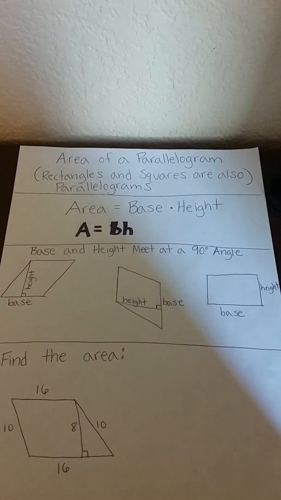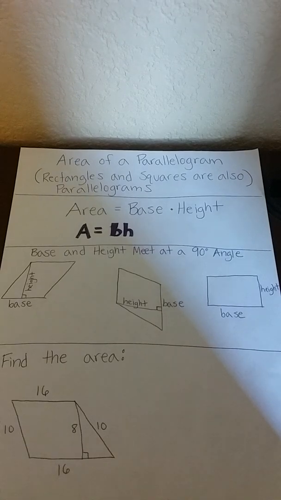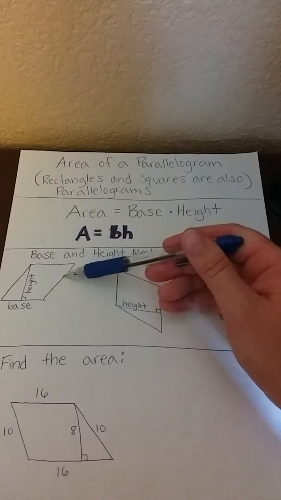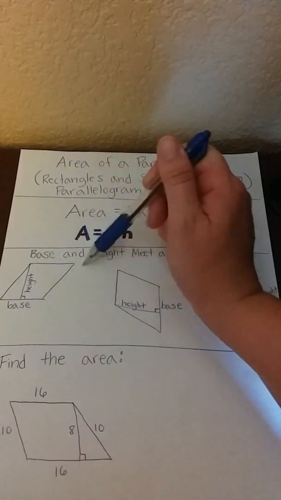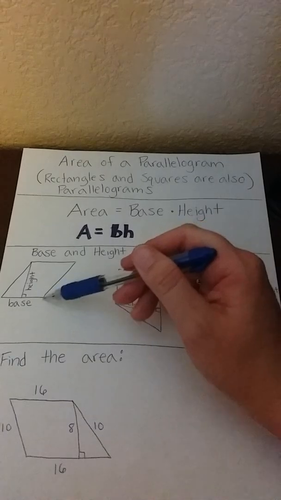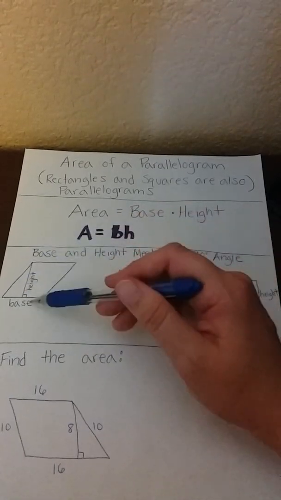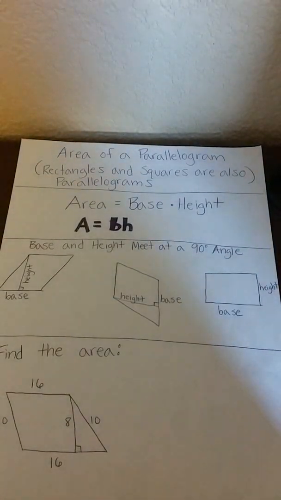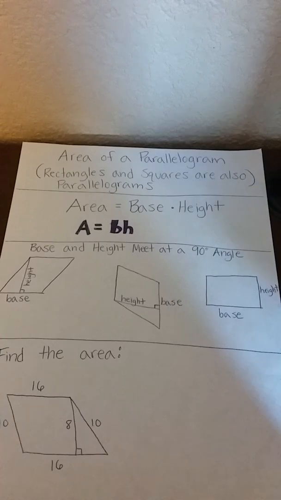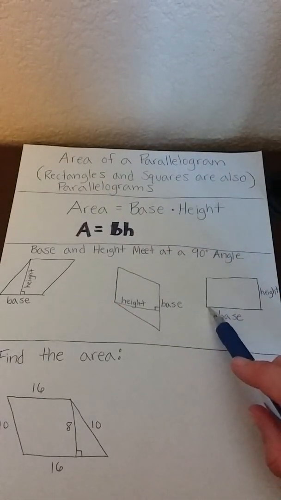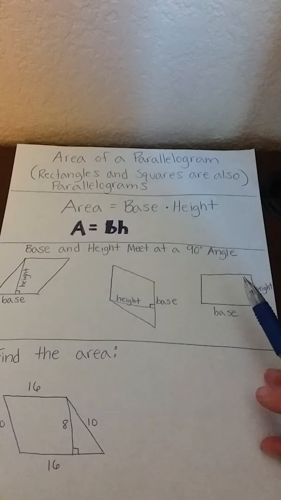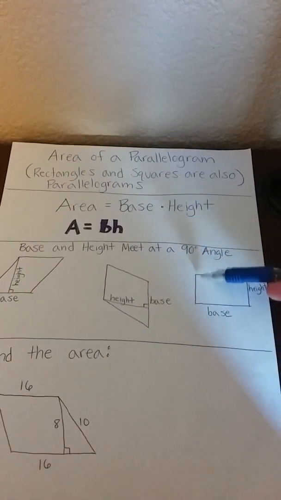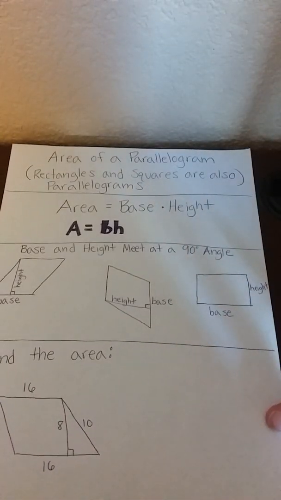A parallelogram is any shape where there are two sets of parallel sides. For example, if you look at this shape down here, this is a classic parallelogram. It has one set of parallel sides here and one set of parallel sides here. So there's two pairs of parallel sides. That's a parallelogram. It's also a rectangle or a square, because a rectangle or a square still has two sets of parallel sides. Here's a rectangle, and you can see that these are parallel and so are these. So this is also a parallelogram.